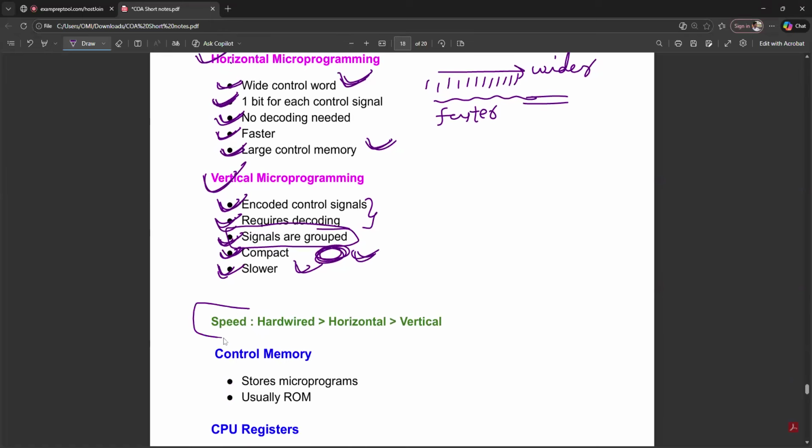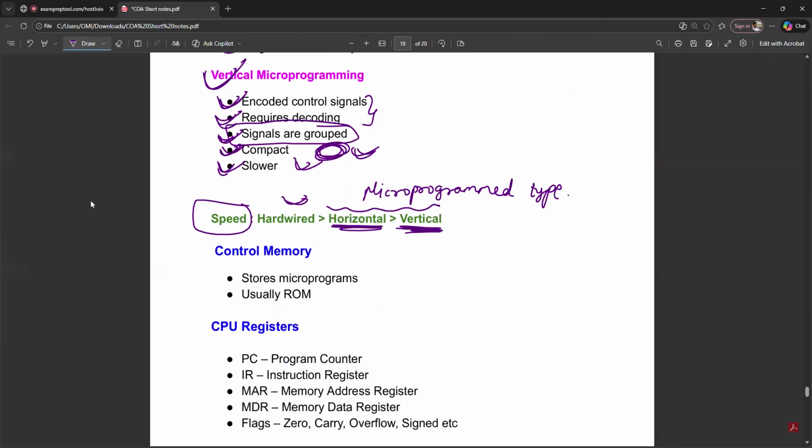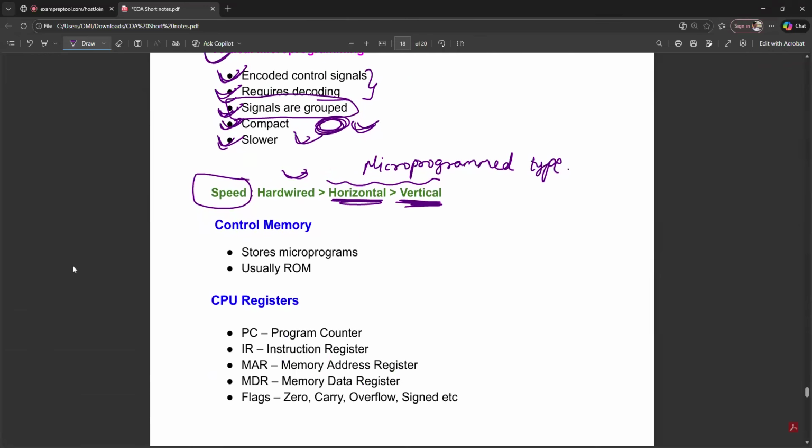So now if I talk about speed-wise, hardwired has higher speed than microprogrammed. In the microprogram type, horizontal is faster because no decoding is needed, and then vertical is slower because decoding is needed.